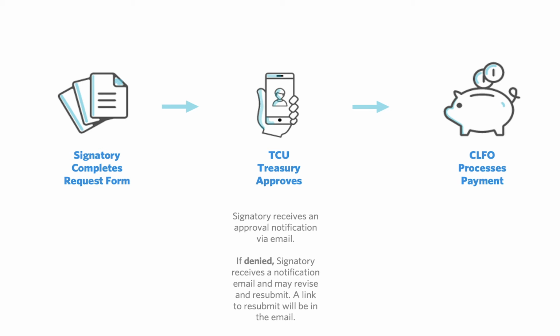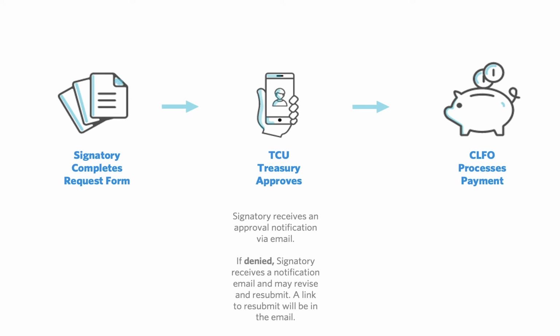As a reminder, on all payment requests, the payment request form goes to the TCU Treasury for approval. Once your request has been approved from the TCU Treasury, you'll receive an email confirmation saying your request has been approved, and the request will be sent to the Campus Life Financial Office to be processed. Keep in mind, when you receive that approval notification, that does not mean that the payment has been processed.